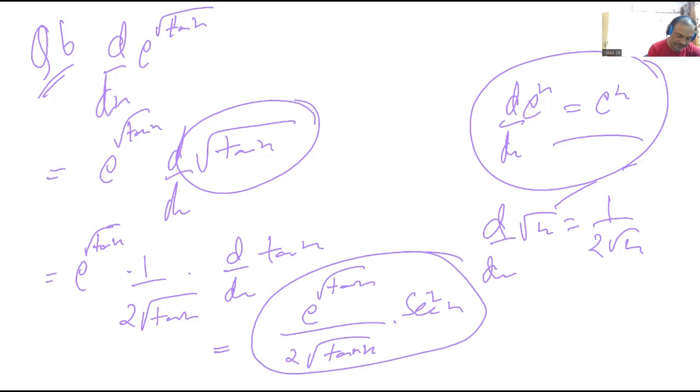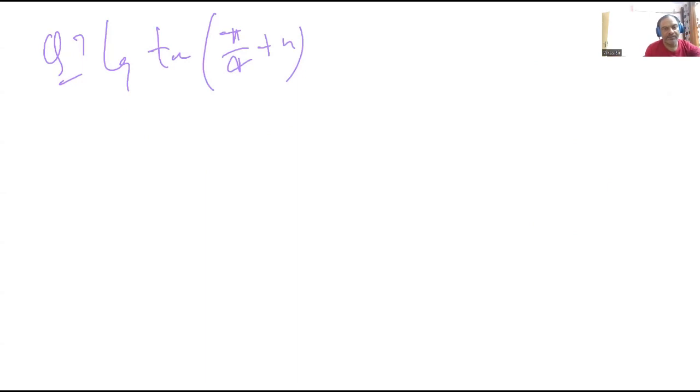Let's do another question. You are having a question like this: log tan of pi by 4 plus x. Now you have to differentiate. First thing, you have to differentiate the log. Second thing, you have to differentiate the tan. And third thing, you have to differentiate pi by 4 plus x. Three things you have to differentiate, mind it. First, differentiate log. Second, differentiate tan. And third, differentiate pi by 4 plus x.